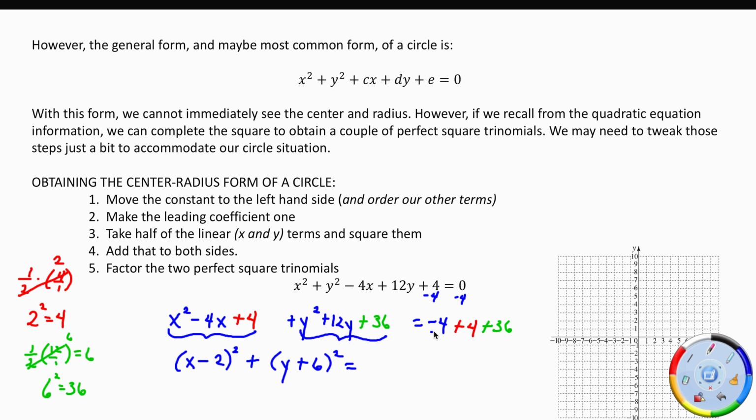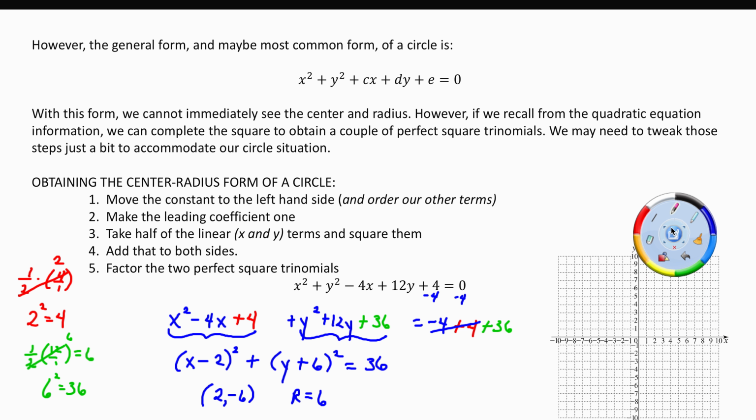Add these together to get 36, and I have just put this standard form or general form, either one, in center radius form so that I can tell immediately that my center is at 2, -6, and my radius is 6, square root of 36. So I can come over here and easily graph that.